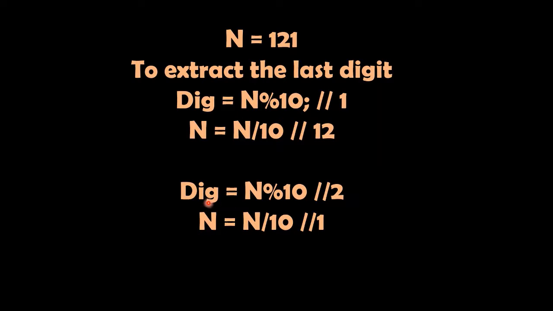So how to extract the last digit? Again, do this equals to n % 10, then you will get 2 as an output. Then again assign the value of n equals to n / 10. Again you will get 1, and again if you do this equals to n % 10, then you will get remainder as 1. So this is the basic algorithm to extract each and every digit, which is the combination of the algorithm to extract the last digit.